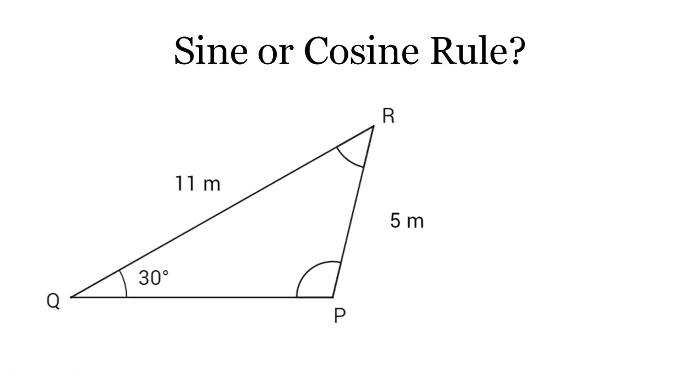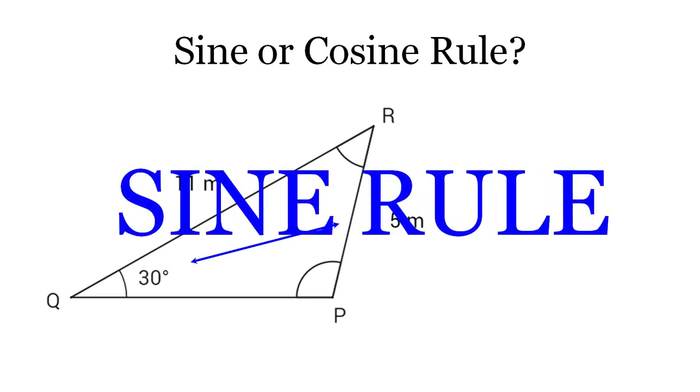In this question, I clearly don't have a 90-degree angle, so it is sine or cosine rule. And the thing to always look out for is whether you have a side angle opposite pair. Here I know the 30 degrees and I know the length opposite it, RP, is 5 meters. And that tells me then I can use the sine rule.